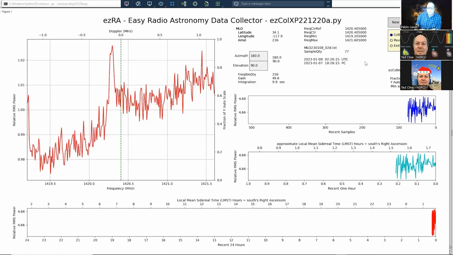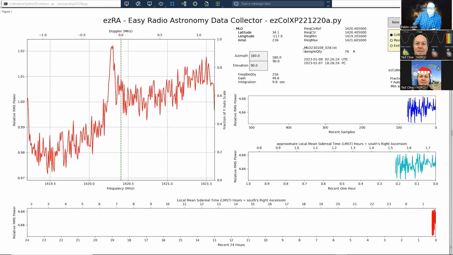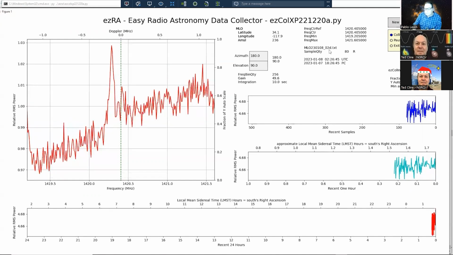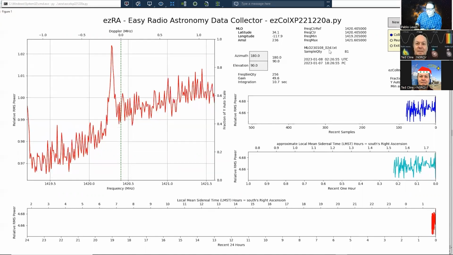So at this point, you are now collecting data into a file. It has a file name. Can you move the cursor up to it there? Just above sample quantity, you are putting it in a file called MLO, and then the date. Today is 2023, January, so we get an 01 and the eighth day, and we are in the second hour of the UTC day here after your 4 o'clock or something. That is the beginning of UTC for you. And we did this a couple of times, so we're up to the letter D. But anyway, that's the data file.